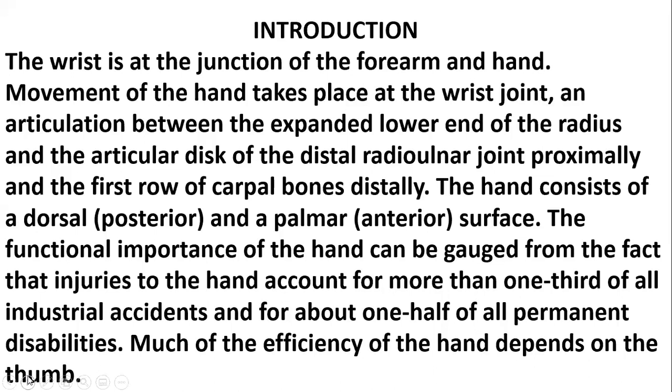Okay, lots of words. The wrist is at the junction of the forearm and the hand. Movement of the hand takes place at the wrist joint, an articulation between the expanded lower end of the radius and the articular disc of the distal radio-ulnar joint proximally, and the first row of the carpal bones.